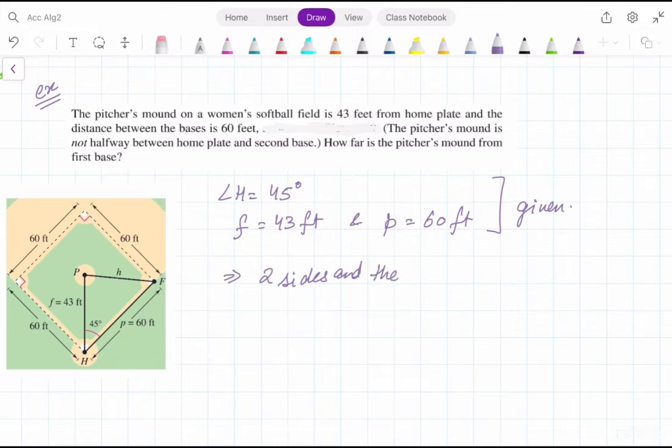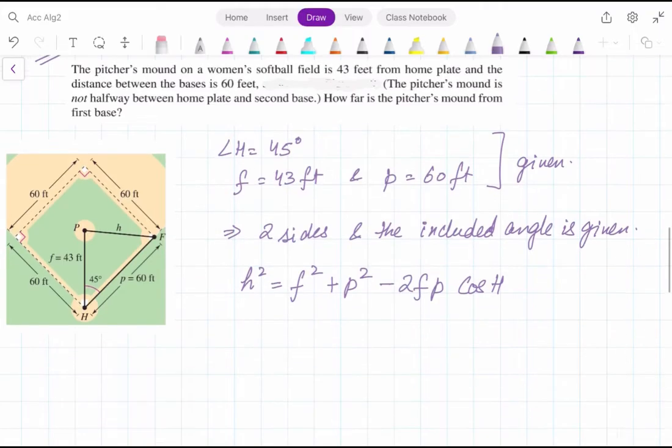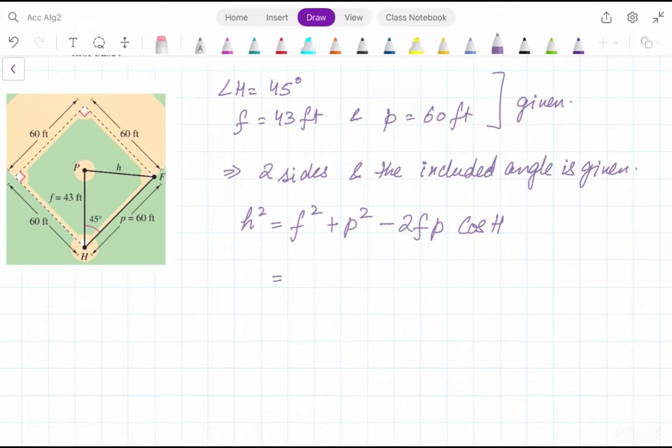So let's start calculating. We need the side length h, because if I have the side length h, then things will get a little bit easier. So h squared will be the sum of the squares of the two sides minus 2 times the two sides and cos h. We have all the information given. Let's plug it in.